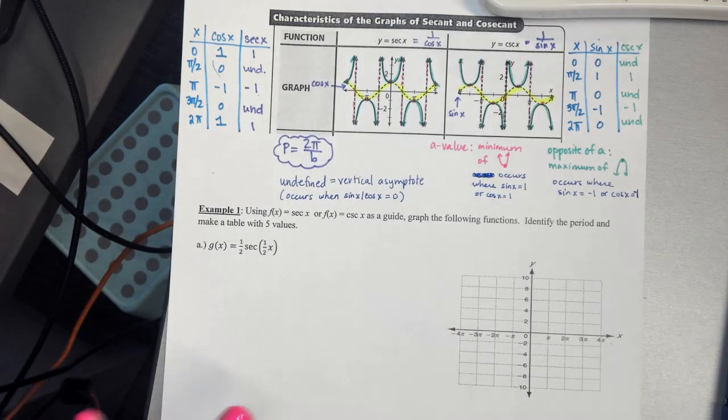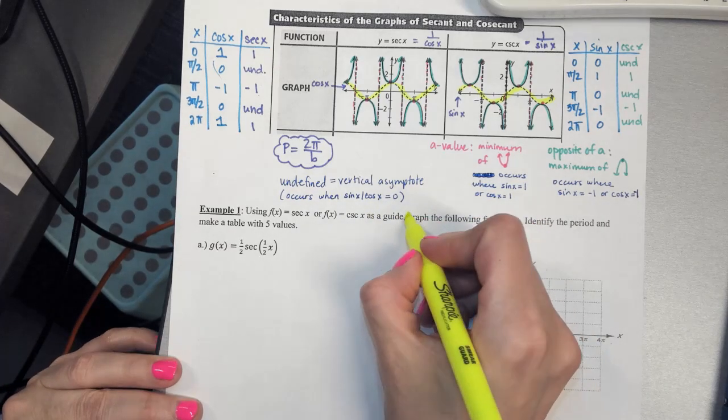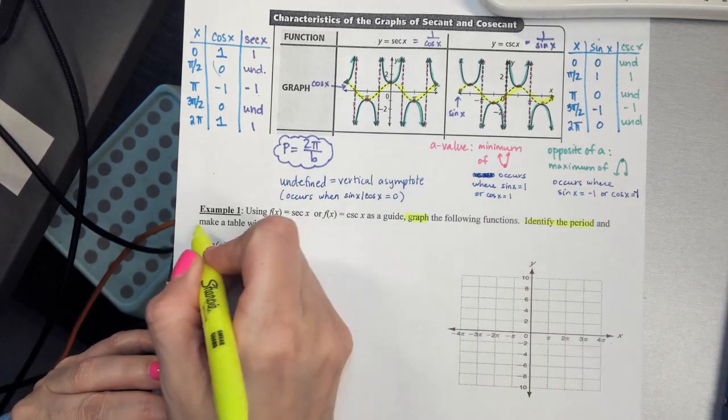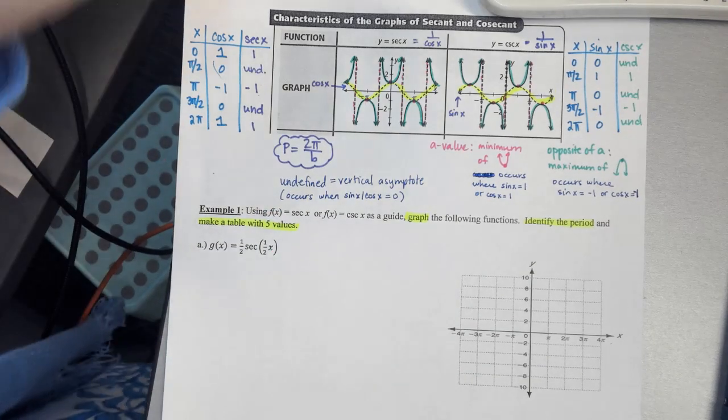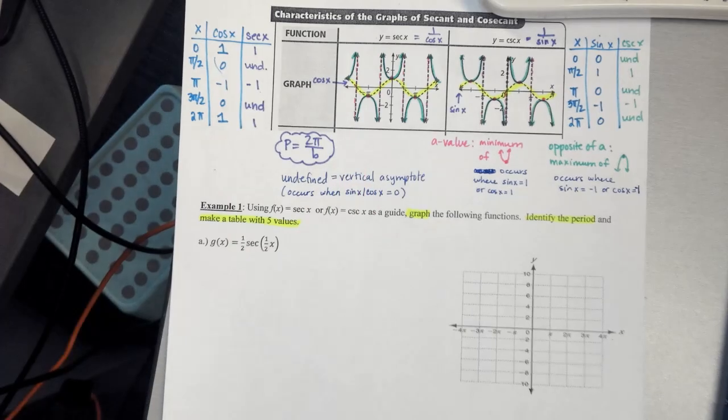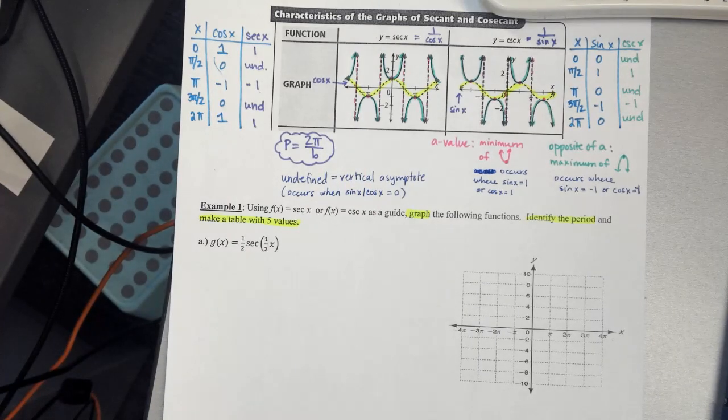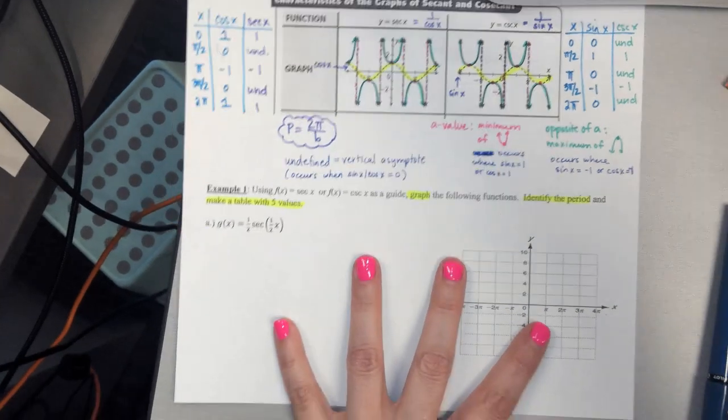Okay, so we're going to use those parent functions as a guide to graph our function, and we are going to identify the period and make a table with 5 values. Okay, I'm going to show you a few different ways that you can make your table. Okay, and for your homework tonight, that's all you'll need is you'll need the 5 values in the graph with the period, and then your graph just has to have the asymptotes and the parabola on it.